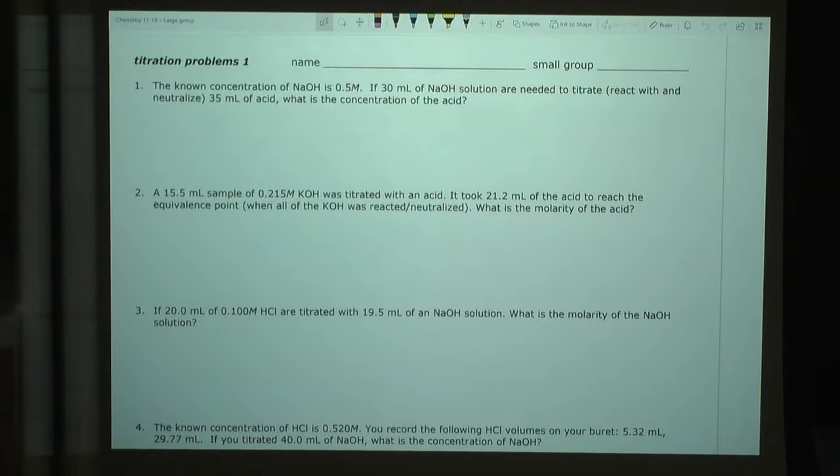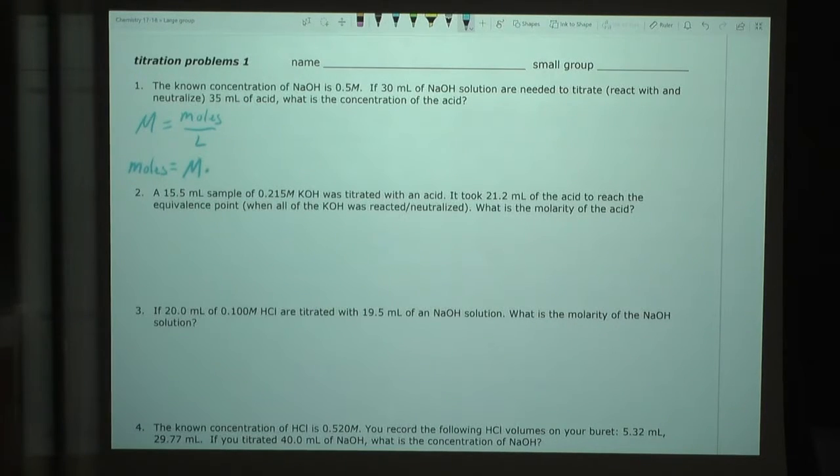Now, when you're finding moles of a solution, think back to our old equation: molarity is equal to moles over liters. Moles, then, is going to be equal to what?